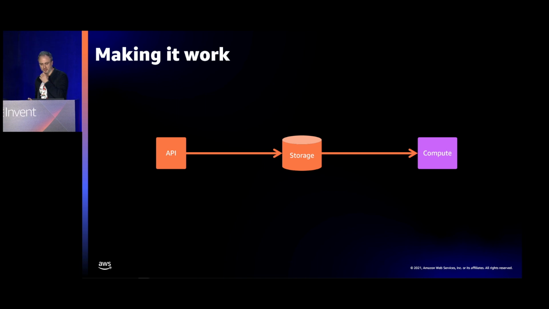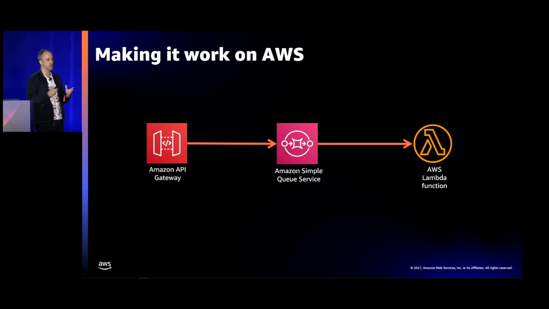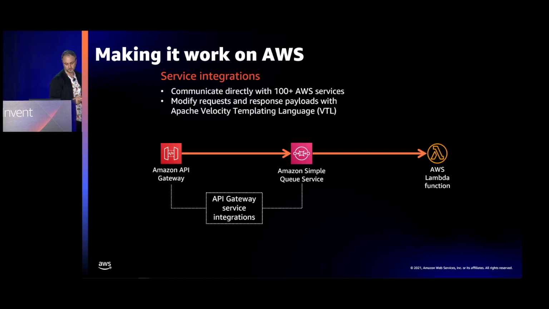So how do I make that work with what I already have? I'm going to add in a service called Amazon SQS, Simple Queue Service. And this is a service that you can use for creating queues in your applications. You can create first in, first out queues and last in, first out queues.